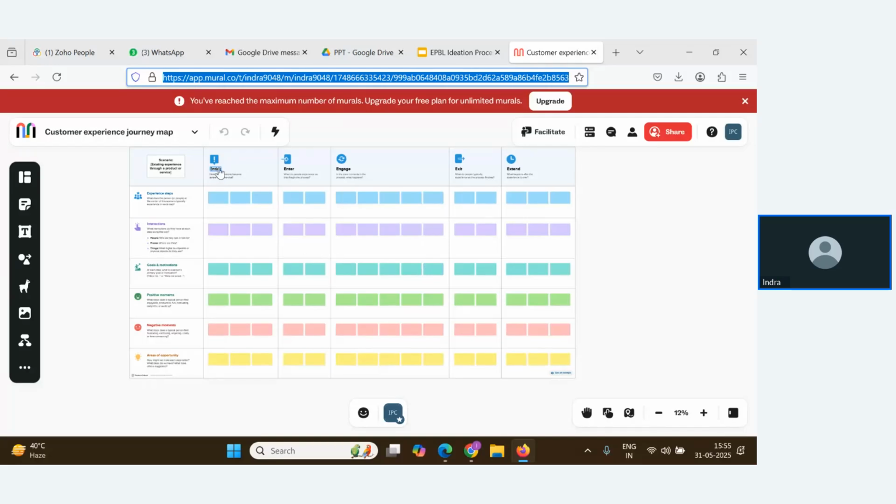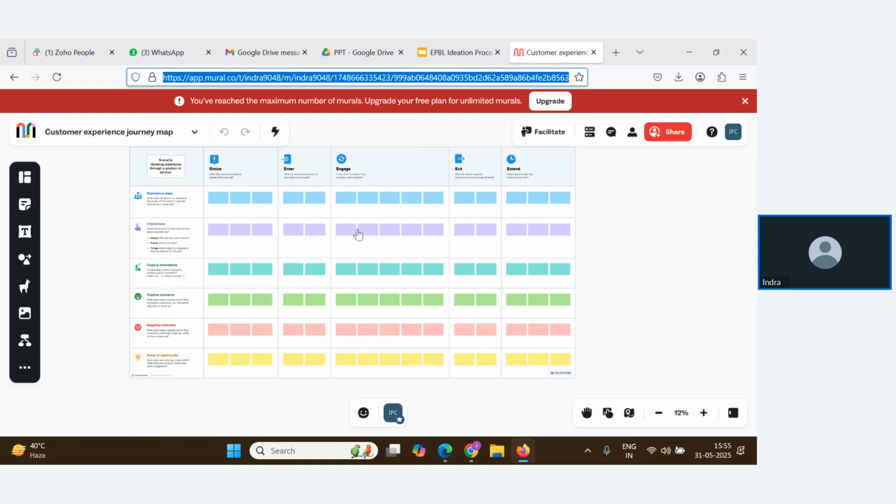This says how the customer is getting aware about your project or product. Enter basically means how they get started. Engage means how will they use it. Exit means how they finish or stop. And extend means what happens after it.